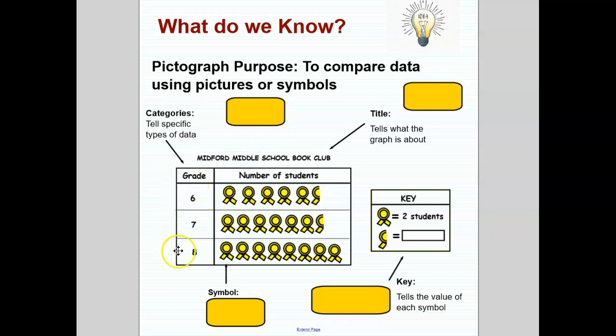For this one, it was different grades and the number of students in each grade for book club. Then you know the symbol is very important because it represents a specific amount of data. And if you ever forget what it represents, you can always look right at the key. Keep this locked in your brain because this information is going to make you very successful with bar graphs today.